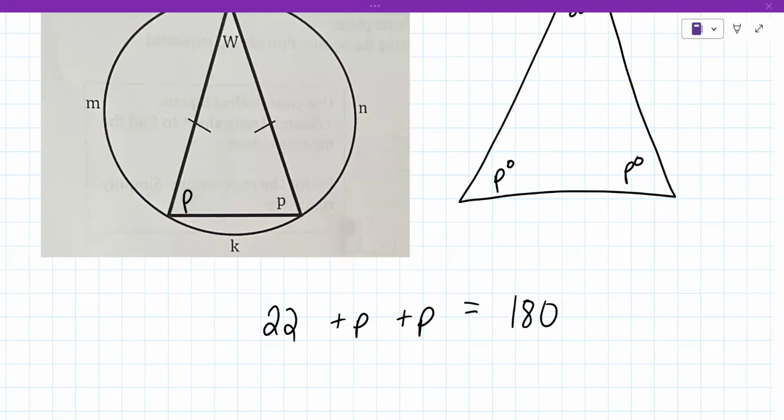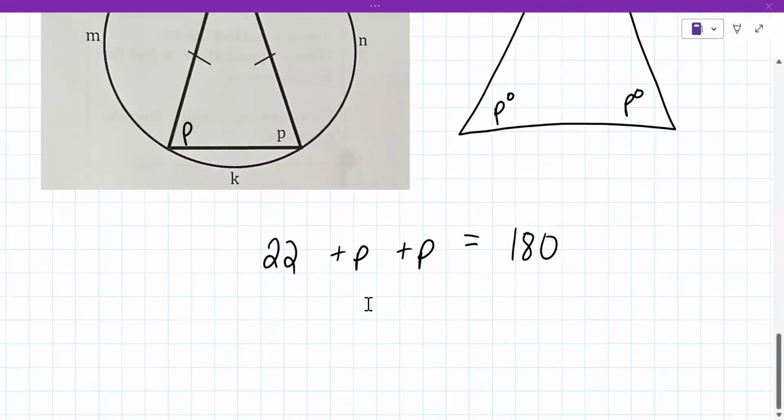Okay, 22 plus 90 plus 70. Sourish, you can't just pick values for P. You have to combine like terms. What is P plus P? Two P's. You have two of them.